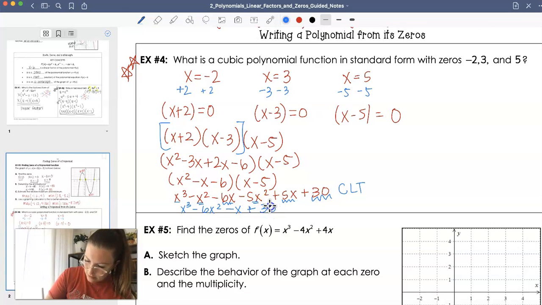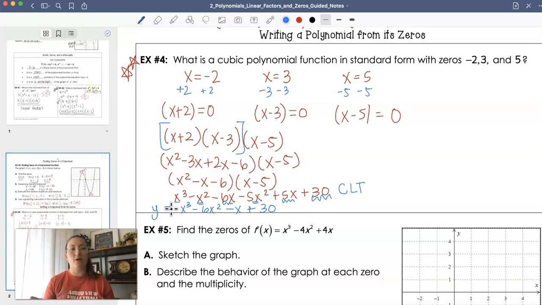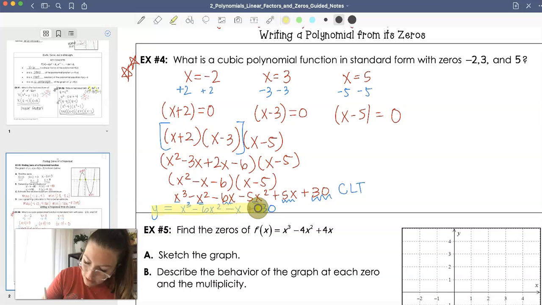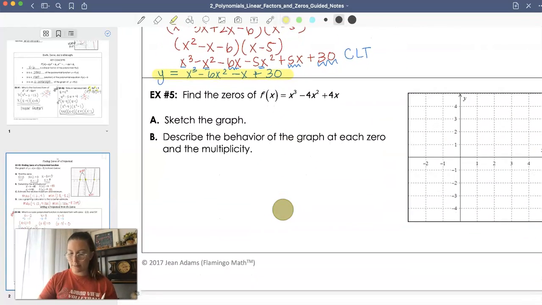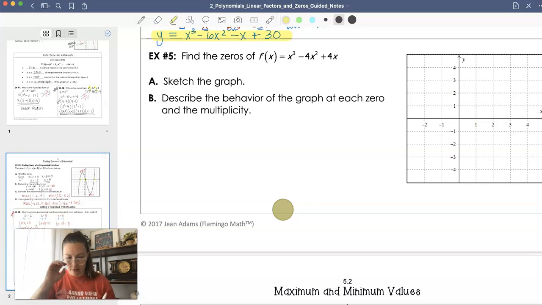Okay, so my polynomial function that gave me the zeros negative 2, 3, and 5 is y equals x cubed minus 6x squared minus x plus 30. So this is the polynomial function that gave me those zeros. And that's how you do a problem like this. All right, so now we're going to check this one out. It says find the zeros, sketch the graph, describe the end behavior, and so on. We're also going to talk about multiplicity and what happens with multiplicities.